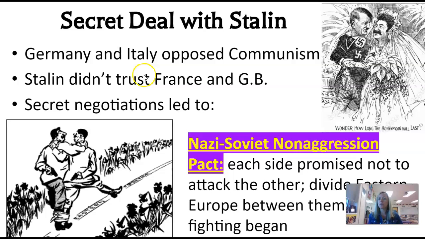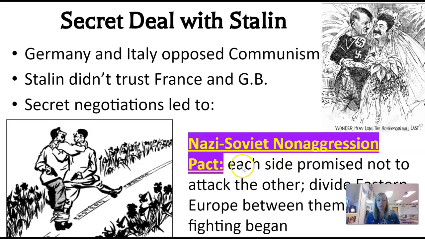Stalin also did not really trust his allies, France and Great Britain. France and Great Britain were supposed to be allies with Stalin against some sort of action with Germany. But if you remember, in the Allied powers, which of these things does not fit, the Soviet Union really doesn't fit in with France and Great Britain, and later the United States, because they are communist. So these secret negotiations are kind of seen as a type of I'll take care of you, you take care of me, we'll leave each other alone.